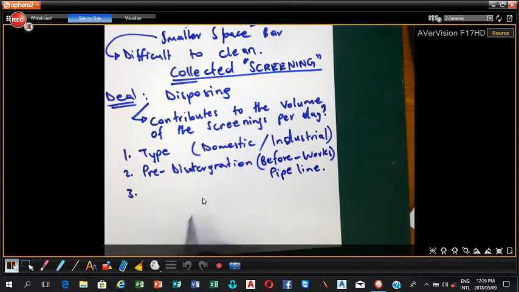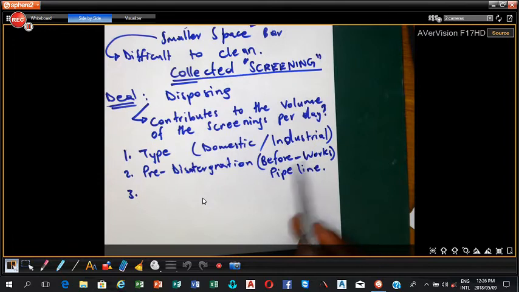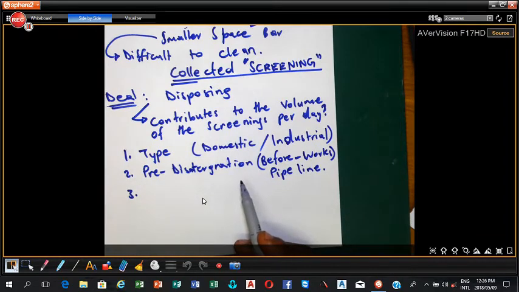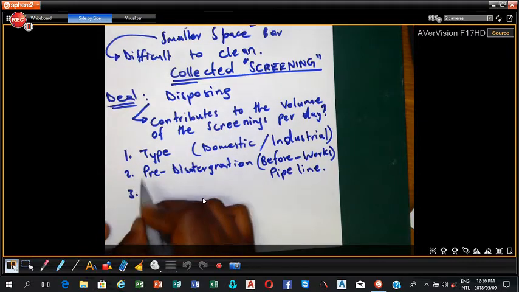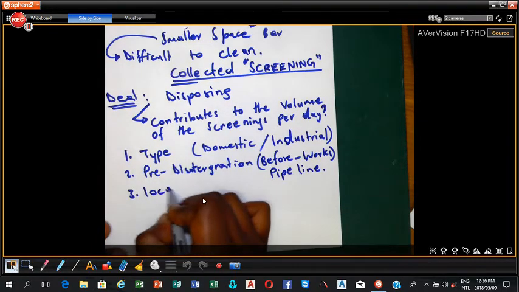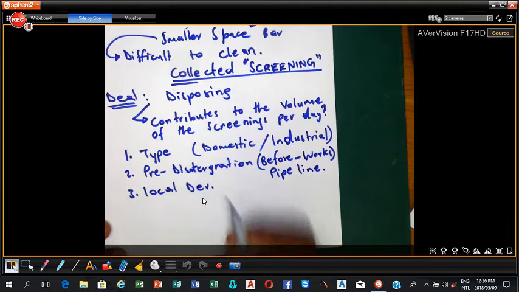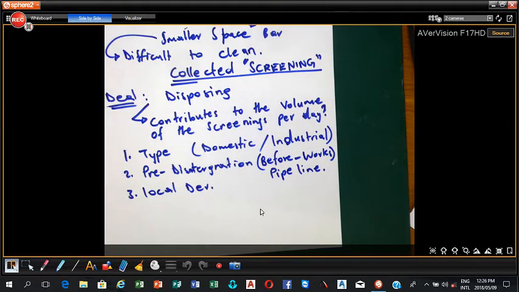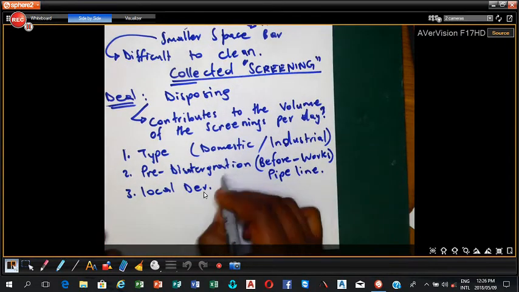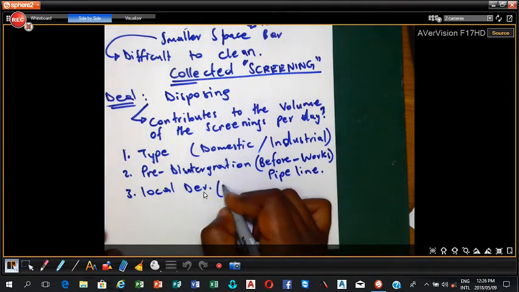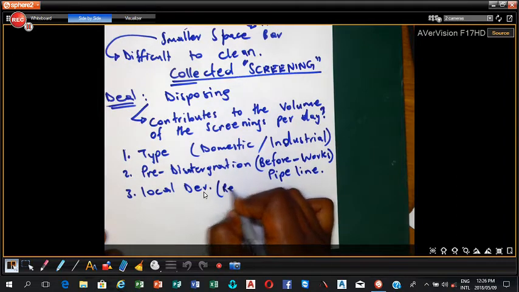Now, if there were breakages, then there would be minimal screenings, of course. But if there were no breakages prior to the disintegration, then there would be more screenings to be captured. And also, very important, your local development. Now, one says, how do you relate local development to the amount of screenings? I say, if you think of local development, you must come in part with recycling.